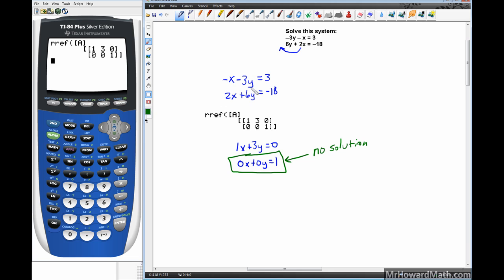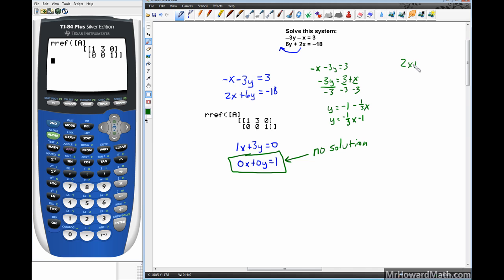So let's rearrange these lines here and just check them, and we will see that they have the same slope with different y-intercepts. And we know that that means no solution. So let's do that. So we have -x minus 3y equals 3. Let's rearrange that. Let's add the x. We get -3y equals 3 plus x. Divide by -3 on everything. And we get y equals -1 minus 1/3 x. Rearrange that and we get y equals -1/3 x minus 1.